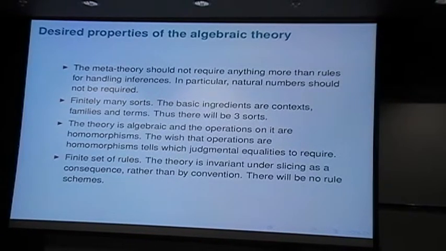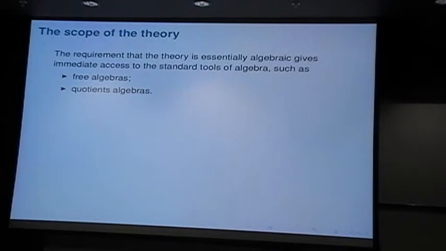Okay, a finite set of rules, in particular no funny rule schemes. So all the rules that I'm writing, those are the only rules that will be there. From the fact that it's an algebraic theory, you can immediately apply standard tools of algebra, such as free algebras of this kind, and quotient algebras, and all sorts of stuff like that. It also exists for C-systems, about which Vladimir recently wrote some papers that are on the arXiv now. My work is not yet on the arXiv, so this is the first opportunity to see it.